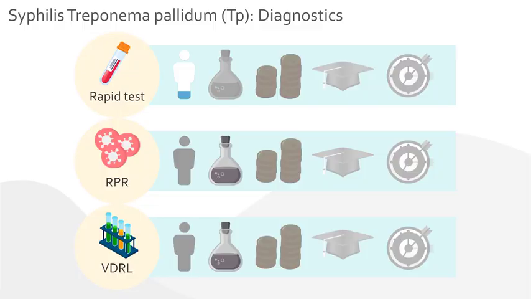Antibody tests that are non-treponemal tests, which detect antibodies to non-treponemal elements, such as rapid plasma reagin, or RPR, and venereal disease research laboratory tests, or VDRL, require basic laboratory equipment and skills. Both RPR and VDRL testing is inexpensive, but rapid testing may be a more expensive option in some settings. However, rapid testing is simple to perform, whereas both RPR and VDRL testing require training and equipment.